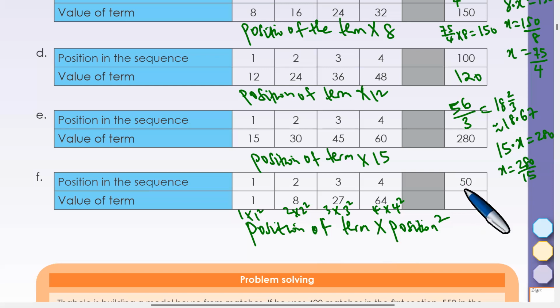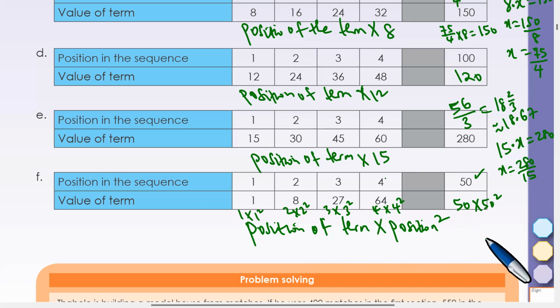And then here now, it's 1, 2, 3, 4. What's going to happen here? This one is 50. So what is the value of the term? It's the position of the term. So this one is going to be position 50, times 50 squared. It's just the same: 3, 3 squared; 2, 2 squared; 1, 1 squared; 4, 4 squared; 50, 50 squared, right?